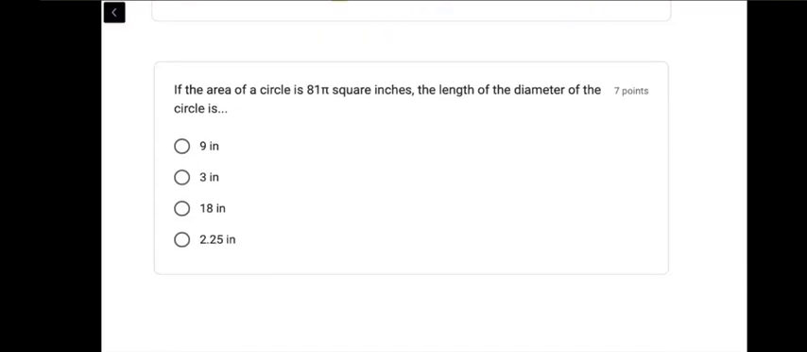If the area of a circle is 81 pi square inches, the length of the diameter of the circle is. So we're given that the area is equal to 81 pi square inches. Now area is calculated by taking the radius to the second power times pi. So you have to be careful because the area formula deals with radius, but the question is asking for diameter. So once we find what the radius is equal to, we know that the diameter is simply 2 times the radius. So let's first find the radius.